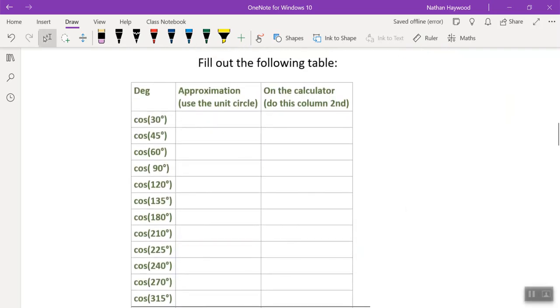So if you want to test your skills, try using the table here. Try filling it out, seeing if you get the same answer here as on your calculator using the unit circle.